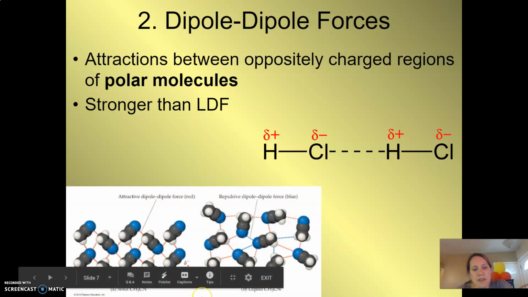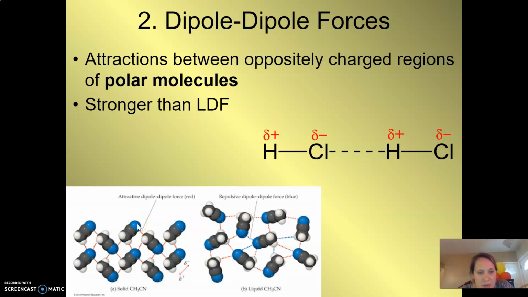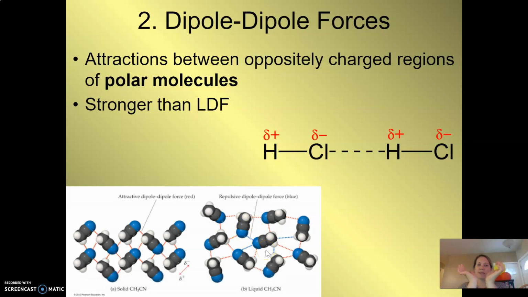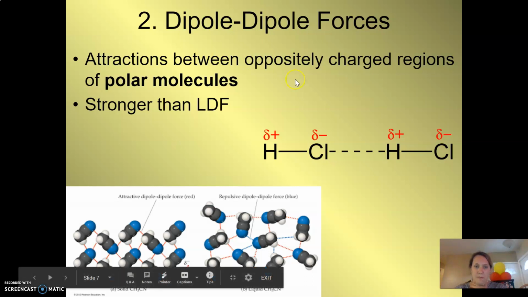So what you end up with, if you see this, we have CH3CN down here, and between these carbons and nitrogens right here, you end up with these attractive forces of dipole-dipoles. You can also end up with repulsive forces, and that causes the molecules to maybe rotate in certain ways so that the positives and negatives actually line up with each other. All right.